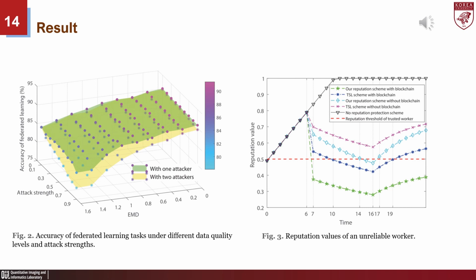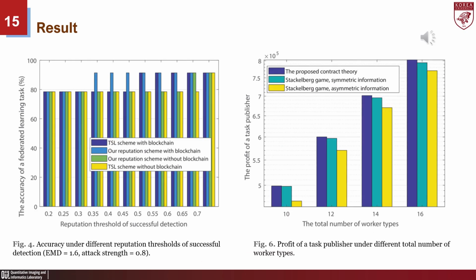Figure 2 shows the accuracy of federated learning tasks under different data quality levels and type strengths. Figure 3 shows reputation values of unreliable workers. Since they are unreliable workers, we want them to be low. The proposed method, the reputation scheme with the blockchain shown in green, maintains the lowest value over the other methods. Figure 4 shows the accuracy under different reputation thresholds of successful detection. The proposed method, the blue bar, shows the best accuracy. Figure 6 shows the profit of the task publisher under different total numbers of worker types. The proposed method, in dark blue, shows the highest profit for the task publisher.